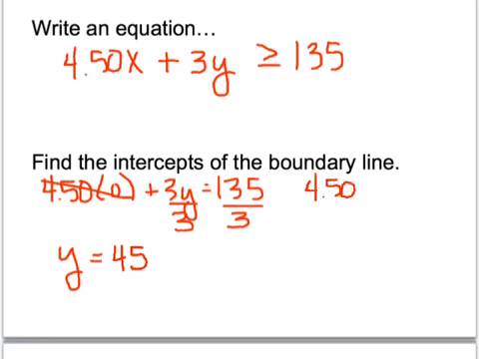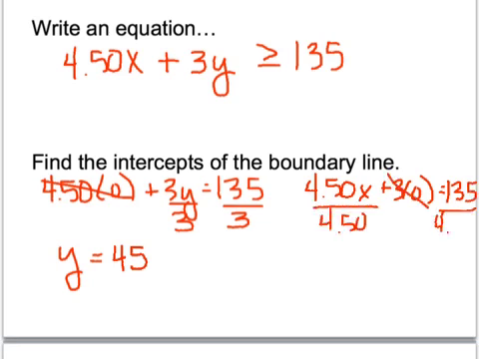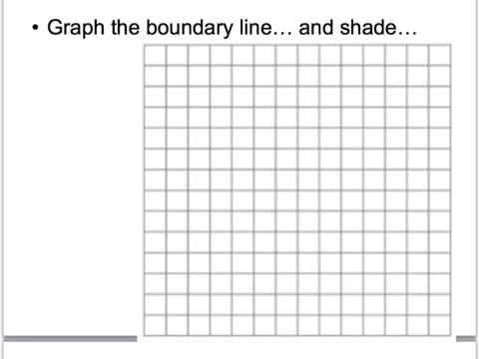$4.50x plus 3 times 0 equals 135. Divide by $4.50. X equals 30. So now we can graph it. Again, this is talking about tickets, so we're not going to use any negatives.